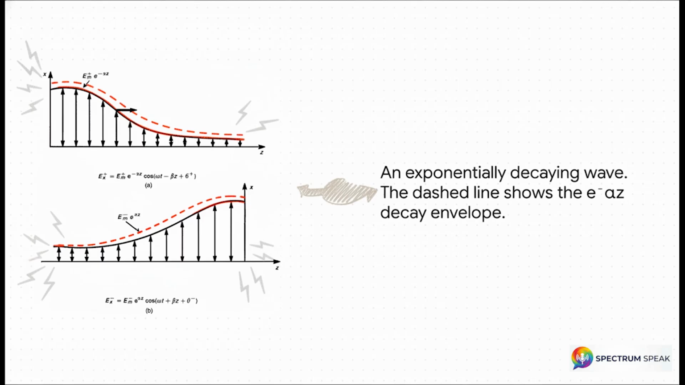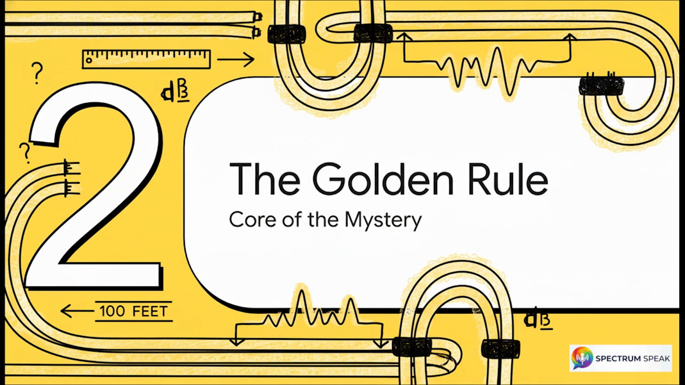See that dashed line? That's the exponential decay envelope, and it's dictated by alpha. As our wave travels from left to right, its peaks get smaller and smaller and smaller, getting squeezed down by that envelope. The farther it goes, the more power it loses. Now, this is where things get really interesting. You might look at a cable spec sheet and see a loss value, something like 4.5 dB per 100 feet. But that number, well, it's based on one single, crucial, and often overlooked assumption.